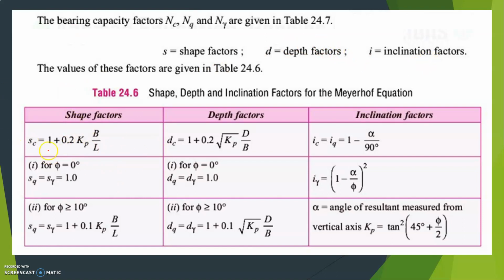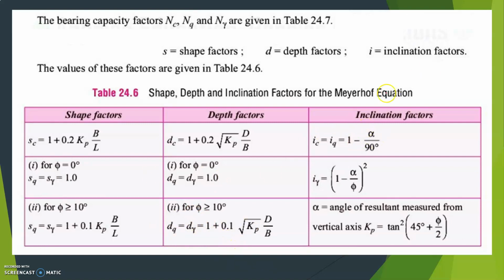He had given Sc is equal to 1 plus 0.2 Kp B divided by L, and for phi equal to 0, Sq and S gamma are equal to 1. If phi is greater than or equal to 10, then you have to calculate Sq and S gamma equal to 1 plus 0.1 times Kp B divided by L. Similarly, for the depth factor, Dc is equal to 1 plus 0.2 square root of Kp D divided by B. For phi equal to 0, Dq and D gamma are equal to 1. But for phi greater than or equal to 10, this is the formula.